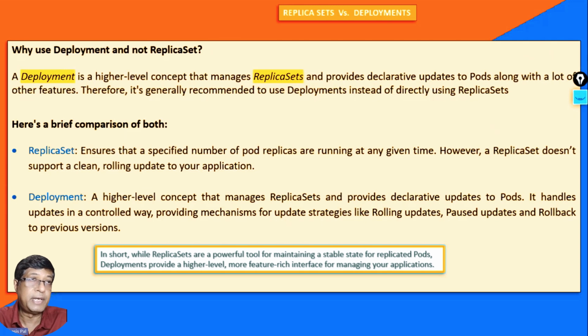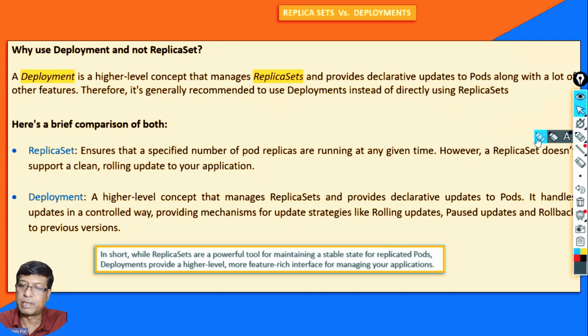Earlier we used to create replica set objects, but deployment is a higher level concept that manages replica sets and provides declarative updates to pods. It handles updates in a controlled way. And that is where, as we were discussing, the blue-green deployment comes in, because of the rolling updates.